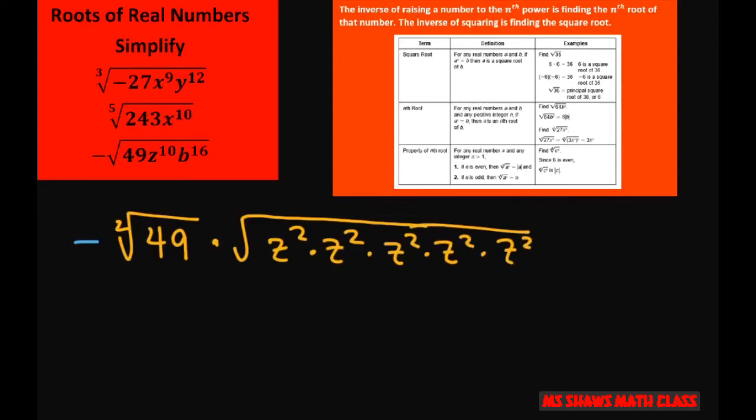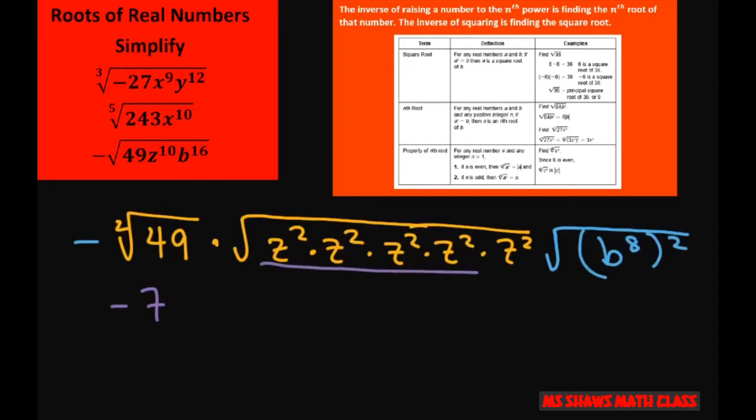And for the b's, we have to do 8 of them. So I'm just going to write this as b to the 8th squared. All right, so square root of 49 is 7. You have the negative.